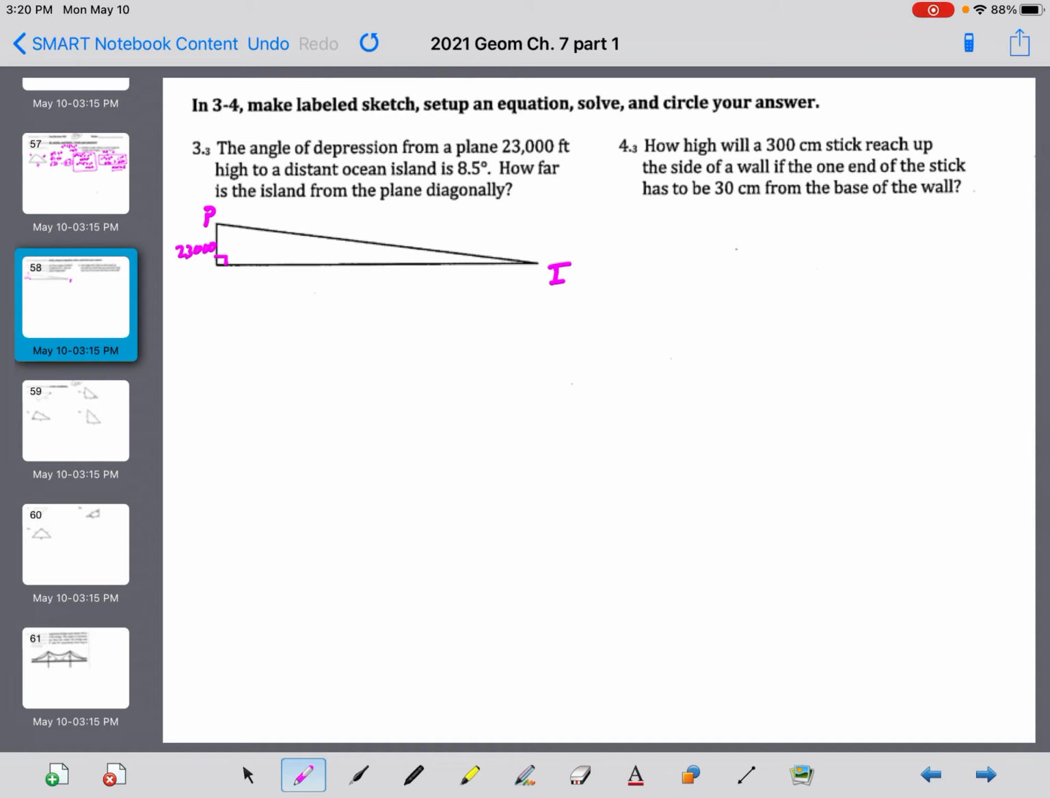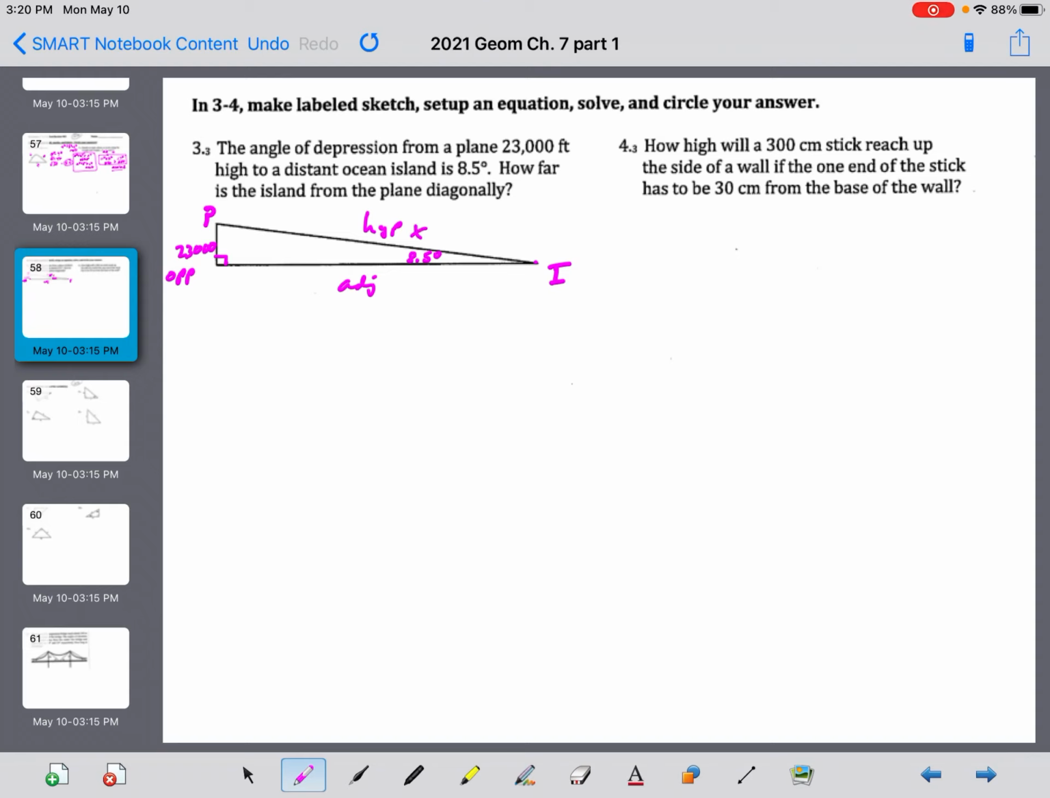So the angle of depression is the same as somebody sitting on the island who looks up to see the plane, 8.5 degrees. That's this angle right here. So the 23,000, that's the opposite. This is the adjacent leg, and this is the hypotenuse. And it says 23,000 height to distant ocean. How far is the island from the plane diagonally? So they want you to calculate the hypotenuse.